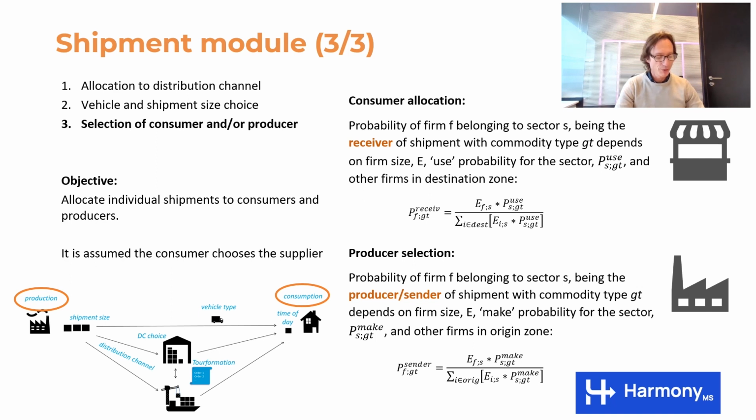So if we want to know for a shipment in a specific commodity type, who was the most likely producer, we calculate the probability based on the make statistics and also the size of the firms. Well, this in the end gives a total set of shipments that have to be produced, have to be transported in the study area between the producers and consumers and the logistic nodes.